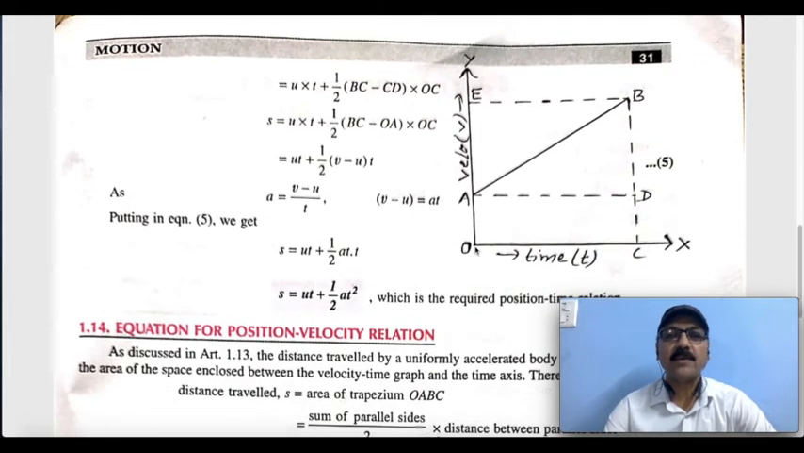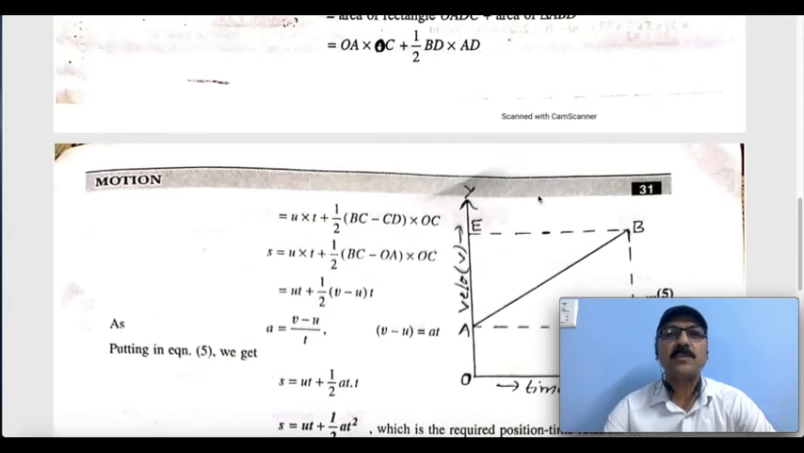This one is the OC and OA. This one is the length into breadth, in case of the rectangle. And in the triangle, the area of triangle is equal to half base into height. So half base is here BD and height is here AD. So in this case, half BD into AD.